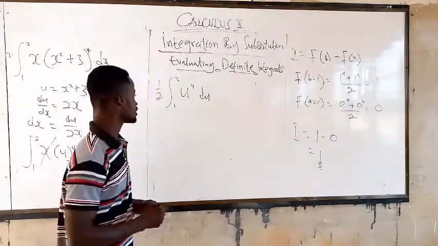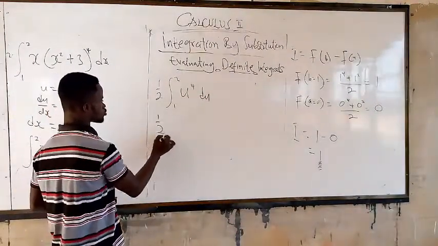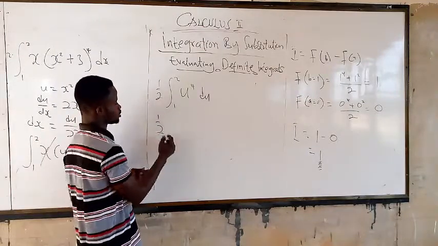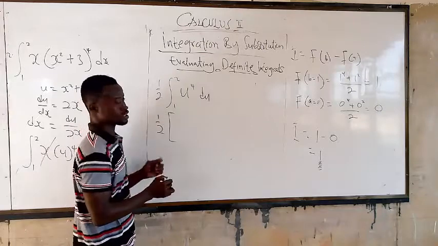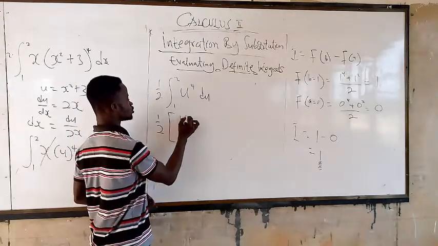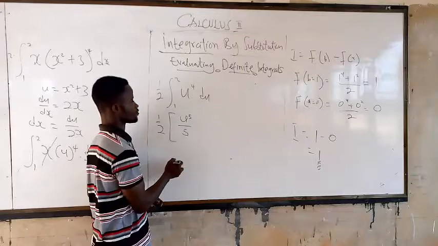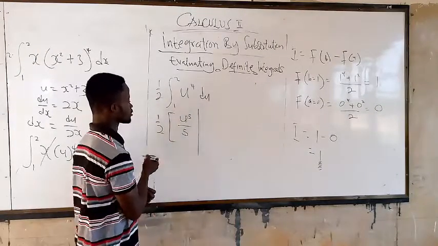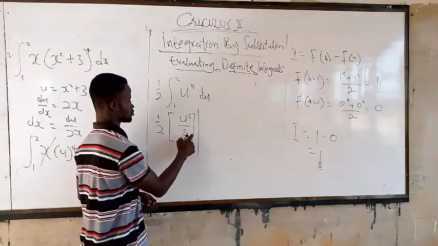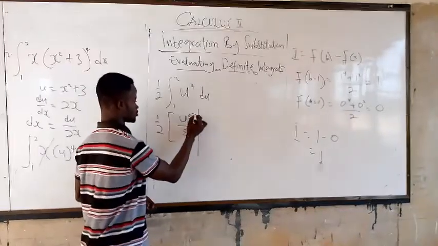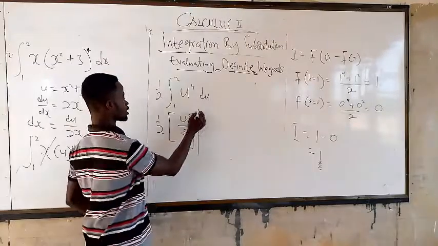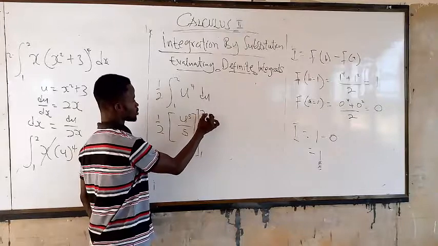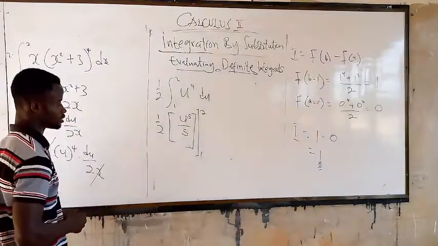So let's take the integration. So 1 over 2. Now, watch. Here we block this half. Then we get u to the power 5 over 5. Then we bring our lower bound, which is 1, and our upper bound, which is 2.